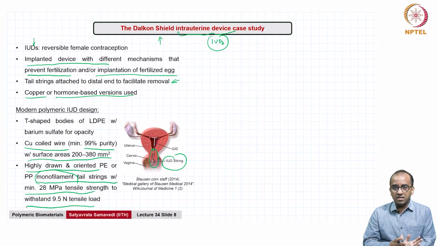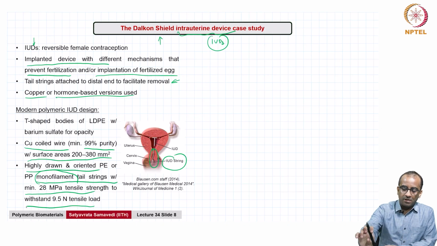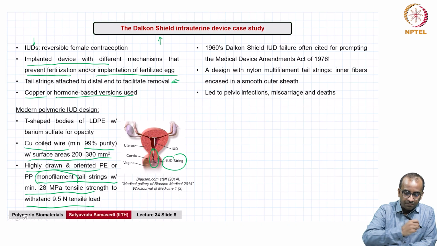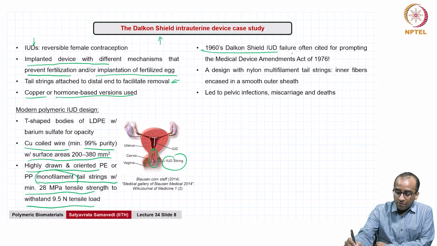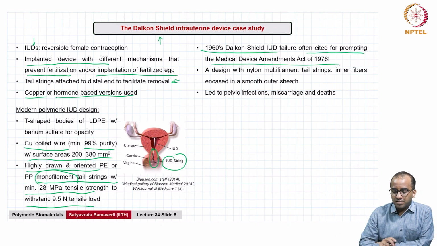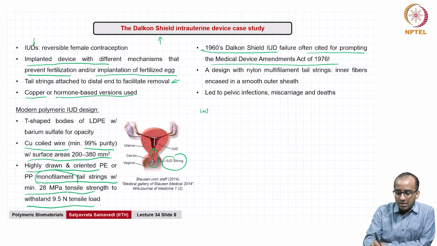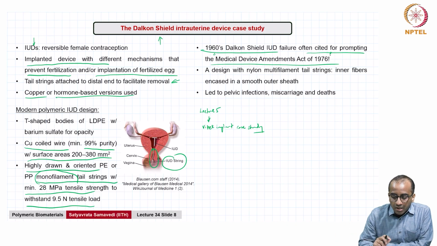Now, this is as the IUDs stand today, but if you go back in time and revisit the 1960s Dalkon Shield IUD, its failure is often cited as the reason for prompting the Medical Device Amendments Act of 1976, which is something we have looked at in lecture number 5 when we discussed the Vitek implant case study. So, now would be a good time to pause and recall, or if you are not familiar with this, I would suggest looking up the Medical Device Amendments Act of 1976 in the United States.